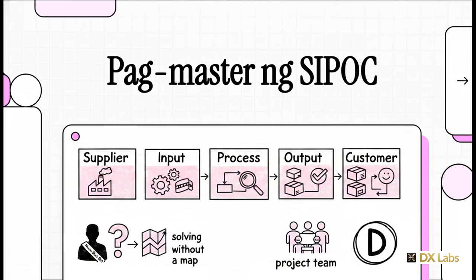As a Lean Six Sigma Master Black Belt, I always see project teams making this one critical mistake. Nagda-dive agad sila sa solusyon without a clear high-level process map. So, let's fix that. Ngayon, we are going to master the SIPOC diagram para sa isang malinaw at solid na project scoping right inside the define phase of our DMAIC methodology.